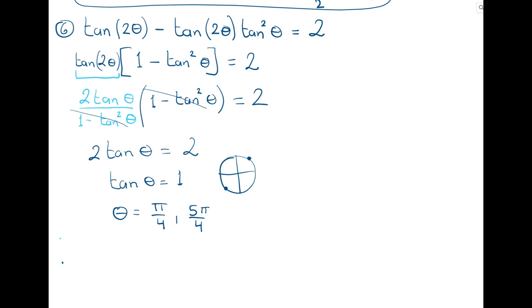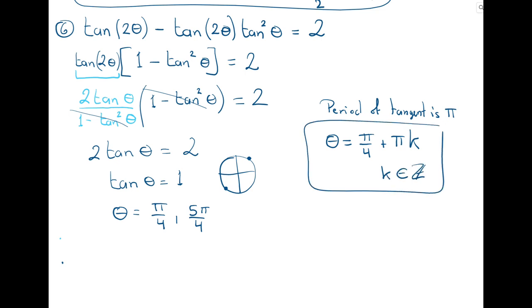And then for the general solution, we're going to remember that the period of tangent is pi, and so we're going to have a general solution of theta is equal to pi over 4 plus pi k, where k is an element of the integers. And I'm going to let you think about, well, how about this one, Mrs. Williams? Did you include that? Well, you think about it and you see if it's included in that general solution, okay?